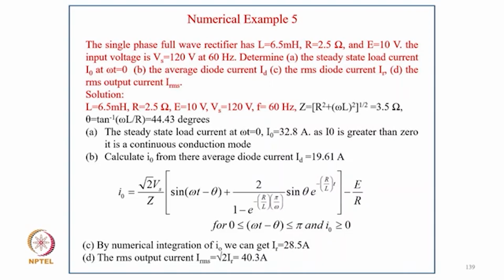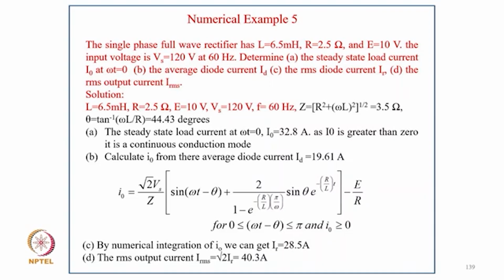Calculate I0 from average current ID equal to 19.61, and i0 comes through root 2 Vs upon Z in bracket sin omega t minus theta plus 2 upon 1 minus e to power minus R upon L pi upon sin theta e to power minus R upon L into t, minus E upon R, for omega t minus theta 0 to pi, and I0 greater than 0.